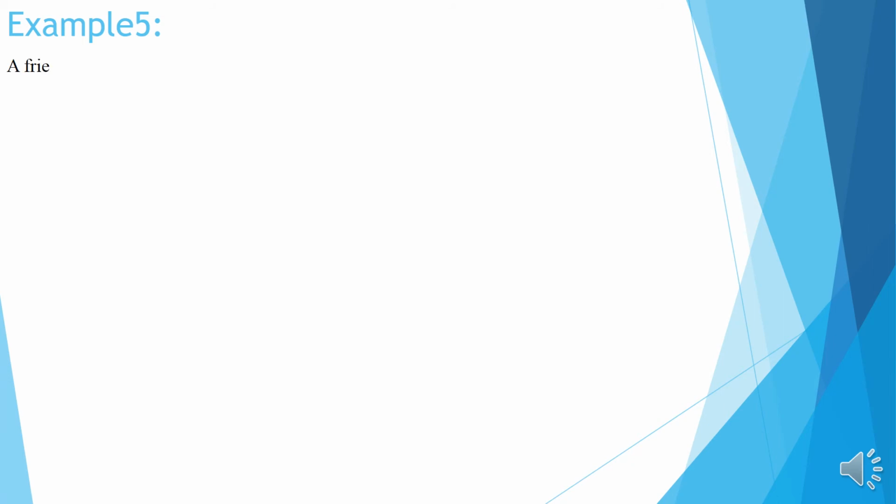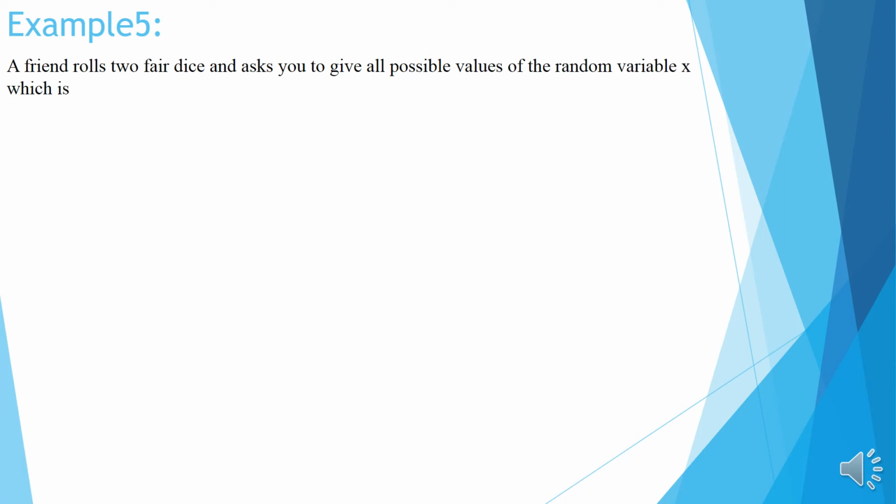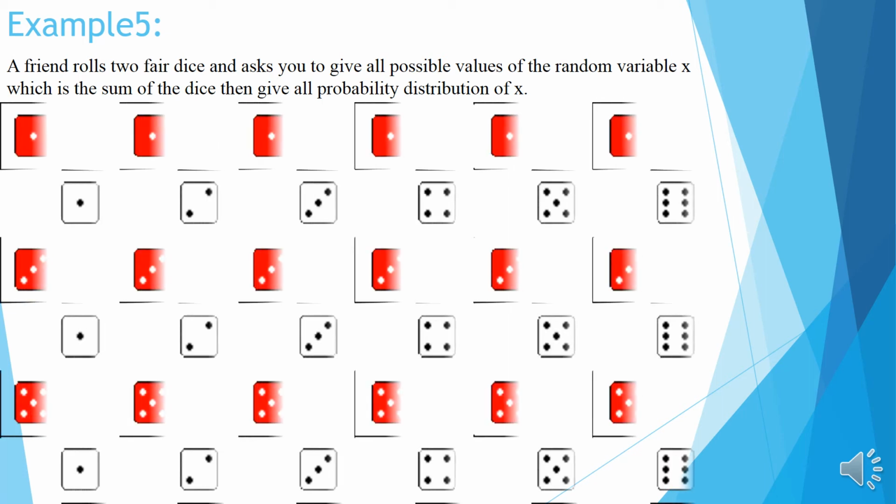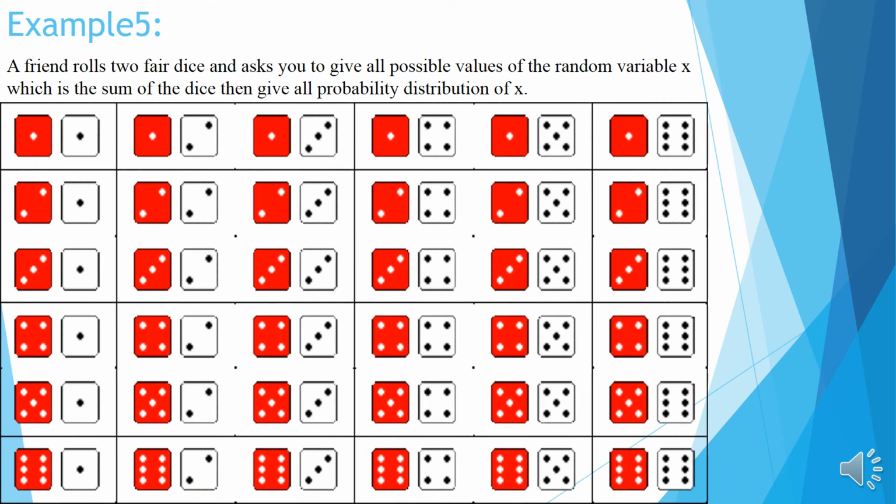In example 5, a friend rolls 2 fair dice and asks you to give all possible values of the random variable x, which is the sum of the dice, then give all probability distribution. So let's see what the possibilities are. These are all the possible rolling.